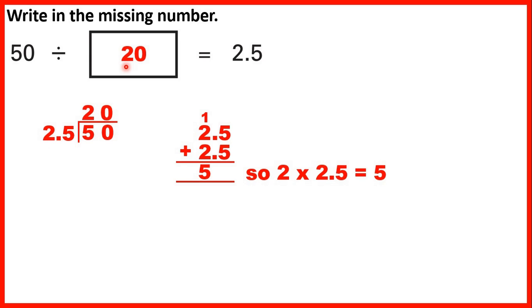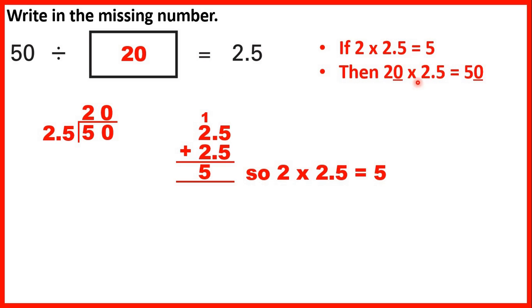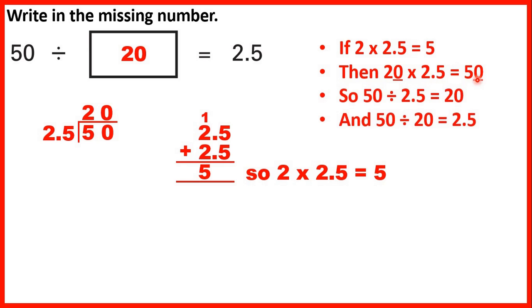So our missing number is 20. If we know that 2 times 2.5 is 5, then 20 times 2.5 will be 50. So that means 50 divided by 2.5 is 20, and 50 divided by 20 is 2.5.